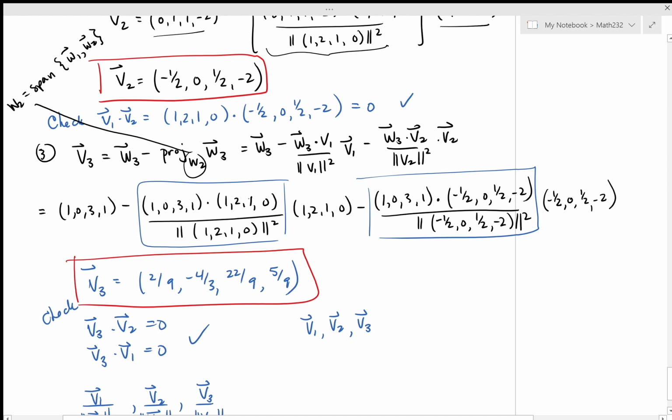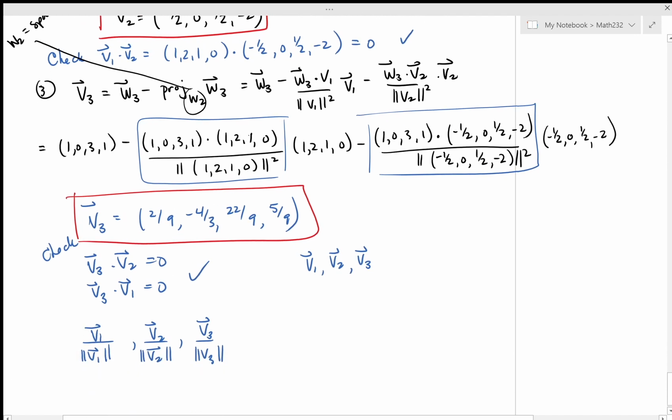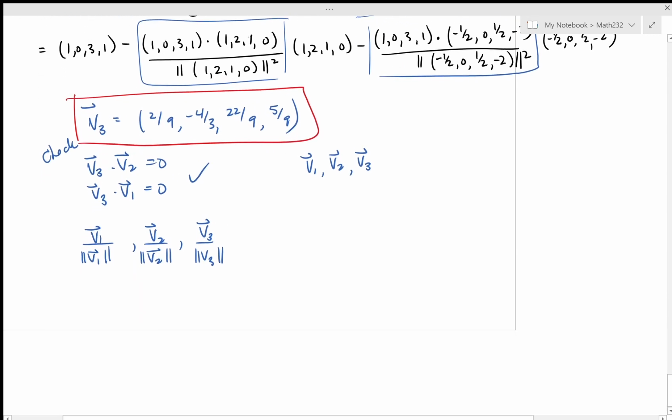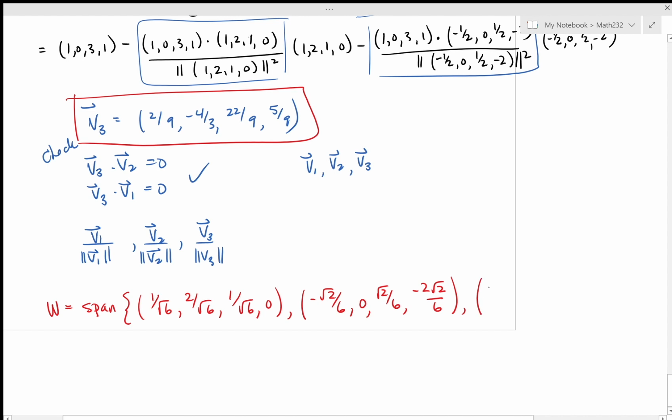Those are the 3 vectors, V1, V2, V3. I did confirm that they are orthogonal, and now I'm simply going to make them orthonormal. I'll just write down the answer. So W then is going to be equal to the span of these 3 vectors, V1, V2, V3. Look at that, eh? Square root of 73. 22 over 3 root 73. And 5 over 3 root 73.